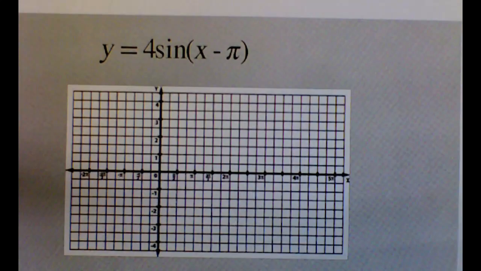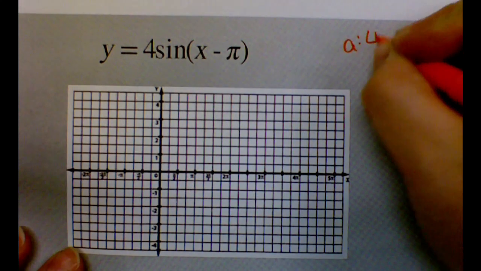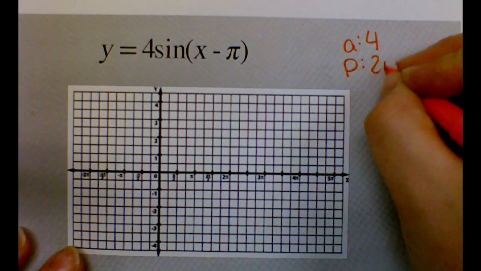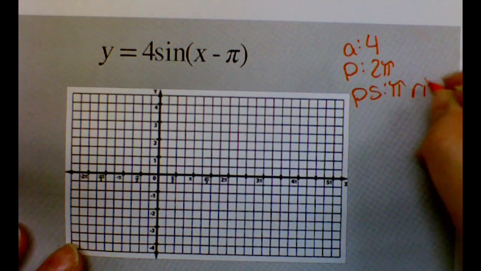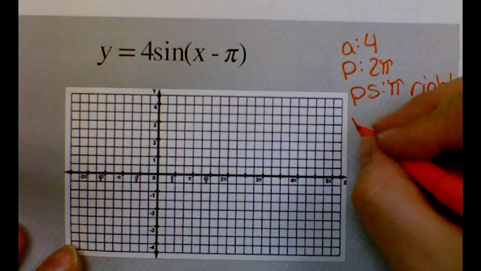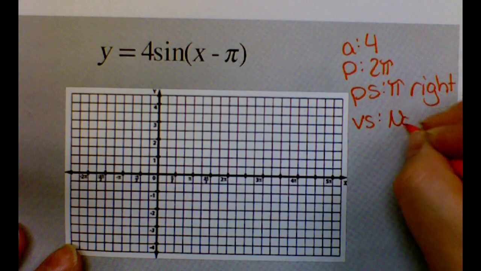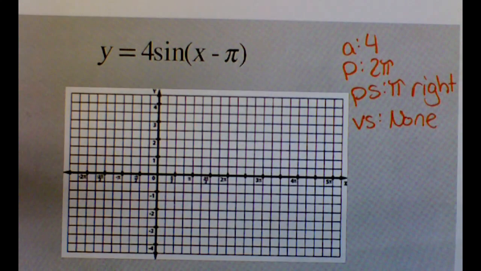And finally, 4 times the sine of x minus pi. We start off with our amplitude. Our amplitude here is 4. Our period is 2 pi. The phase shift is pi to the right. And the vertical shift is none. So we're keeping 0 as our center.